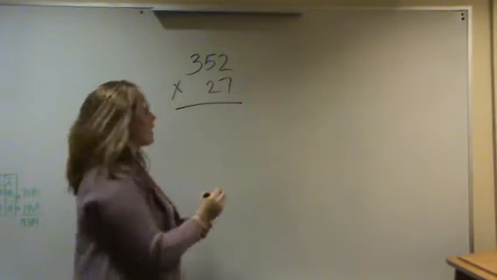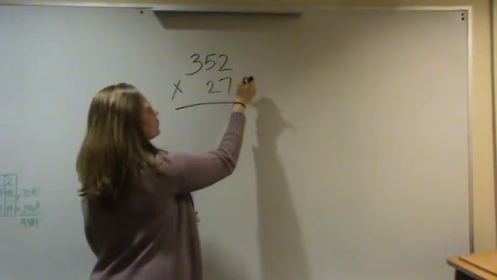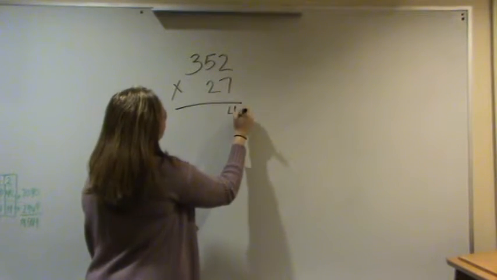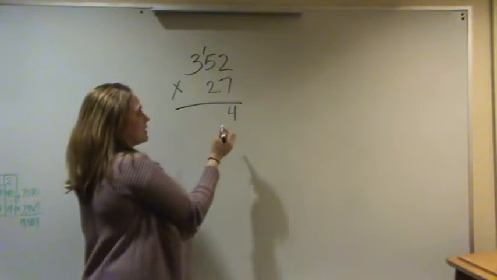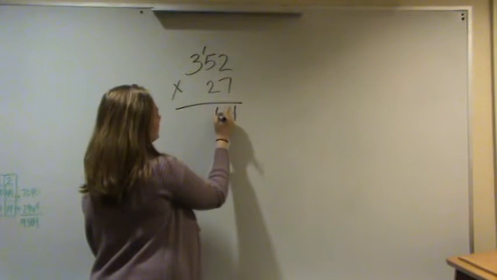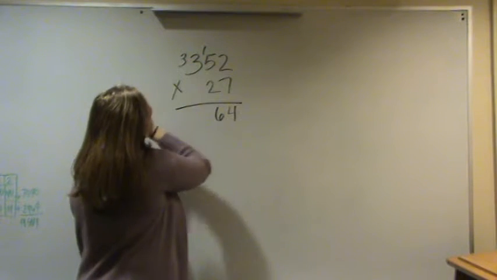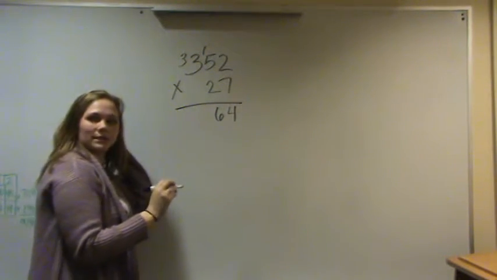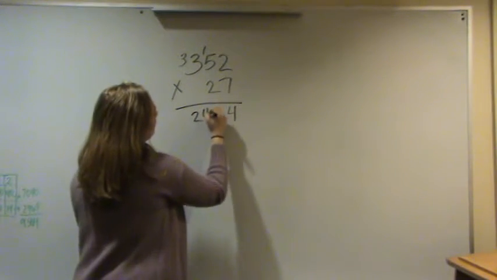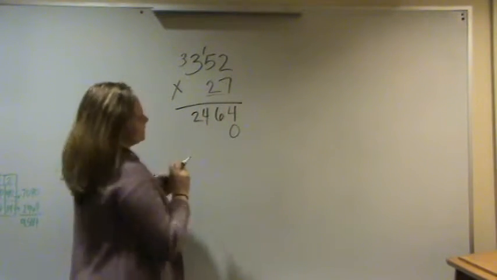Now the traditional way, we're going to do the same thing we've been doing, and we're going to multiply. We're going to go 2 times 7 is 14, carry that 1. 3 times 5 is 35, plus 1 is 36, carry that 3. 3 times 7 is 21, plus 3 is 24. Add in that 0 because we're switching to the 10s.